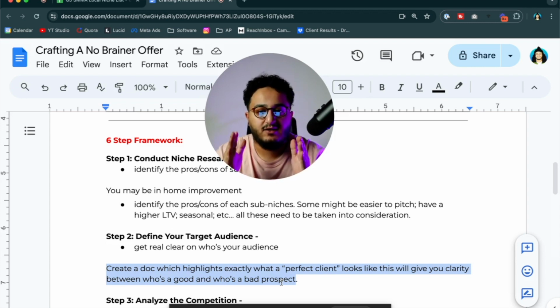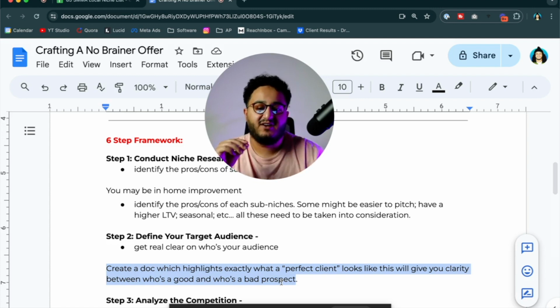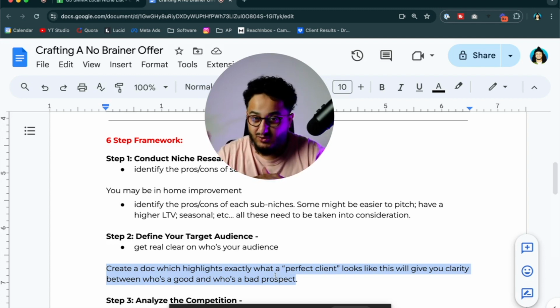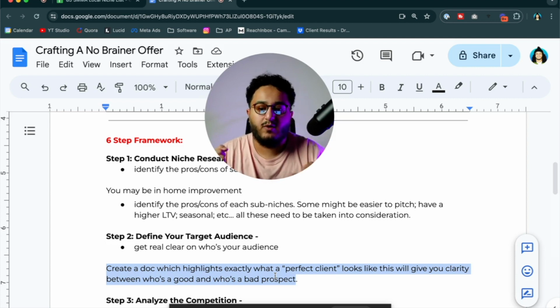Get clear on exactly who your perfect client is, because if you don't even know what you want, how do you expect to get that very thing? Right? You need to get clarity on exactly what you want, because again, this will give you clarity as to who's a good, who's a bad prospect, quote unquote, and who is someone that's actually worth your time working with. So that's number two, is you're going to define your audience.